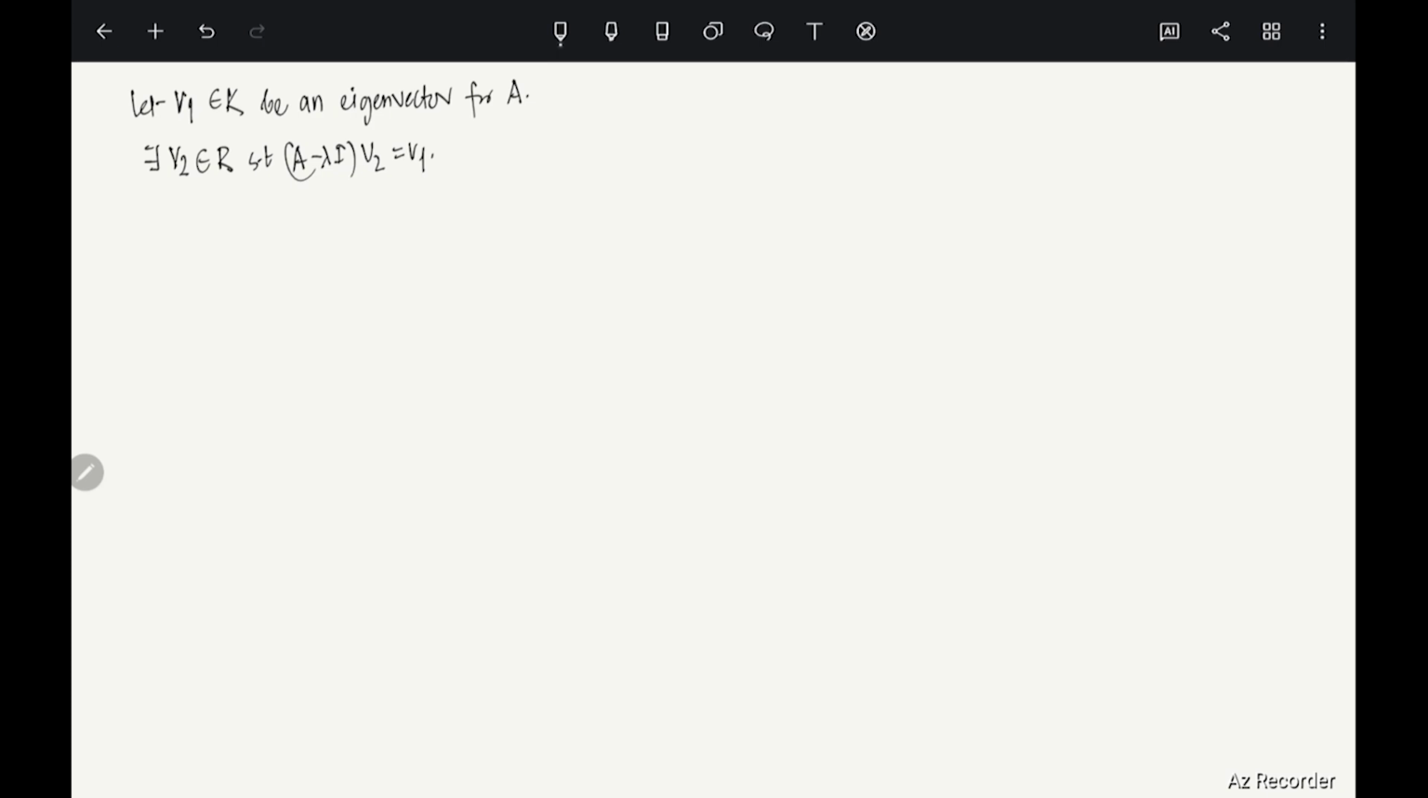So that's happening. Now since v2 is in R, there exists a v3 such that (A minus lambda I) times v3 is v2. That will imply that (A minus lambda I) squared times v3 is v1. Clear? It's very easy to see, so please check this part. Check that v1, v2, v3 are linearly independent. That's just by the construction.